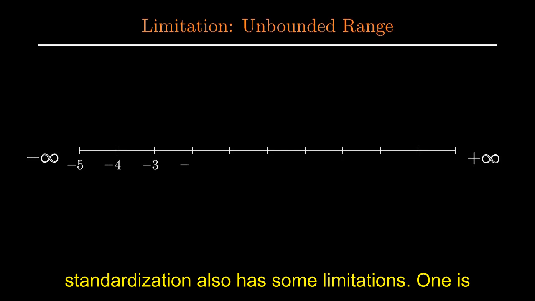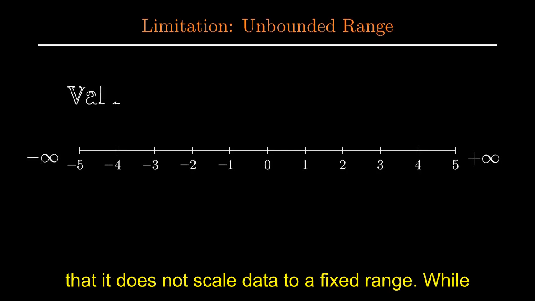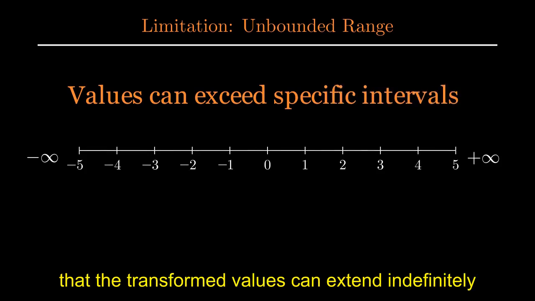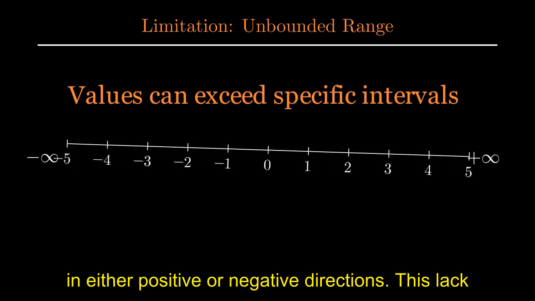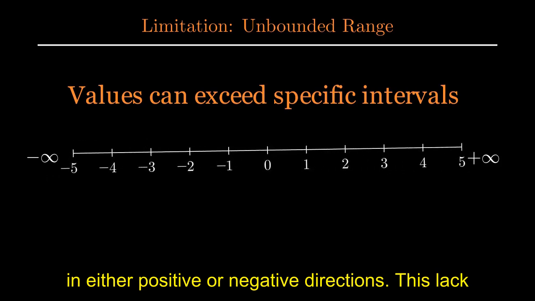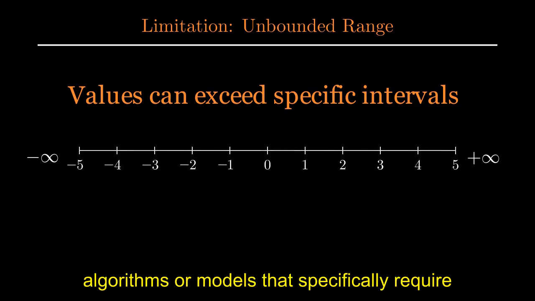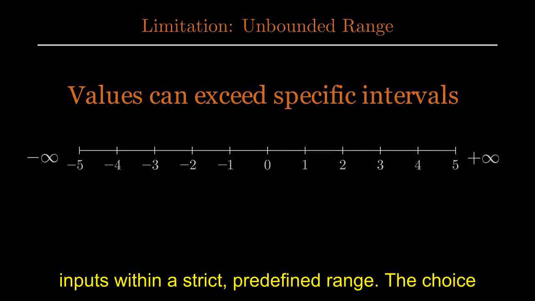One is that it does not scale data to a fixed range. While this provides robustness against outliers, it means that the transformed values can extend indefinitely in either positive or negative directions. This lack of an upper or lower bound can be an issue for algorithms or models that specifically require inputs within a strict, predefined range.